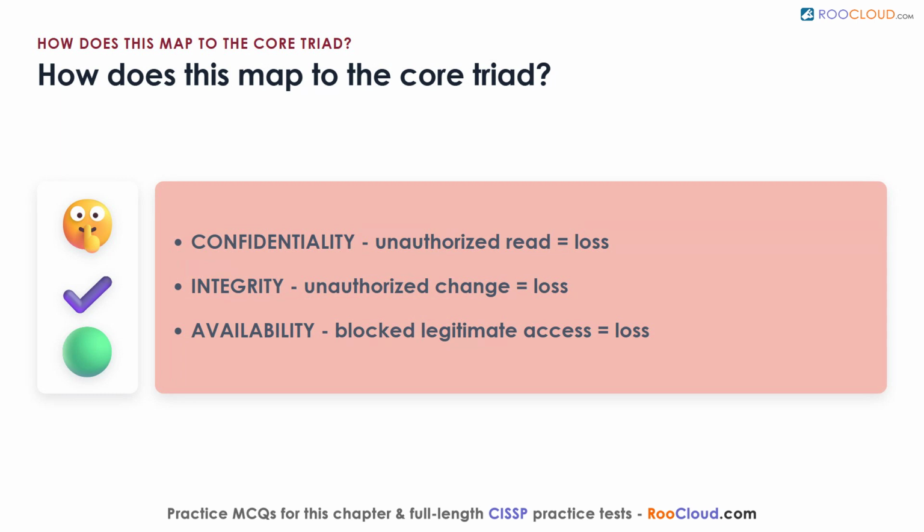a loss of integrity. Availability means authorized requests are served in reasonable time, so an outage that blocks legitimate users is a loss of availability. Every control you place is really defending one of these 3.